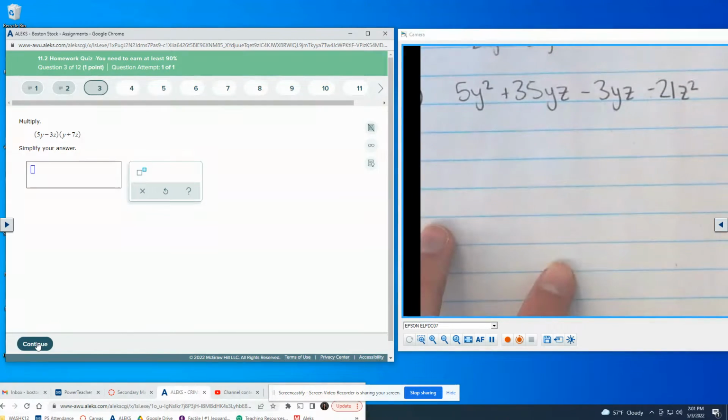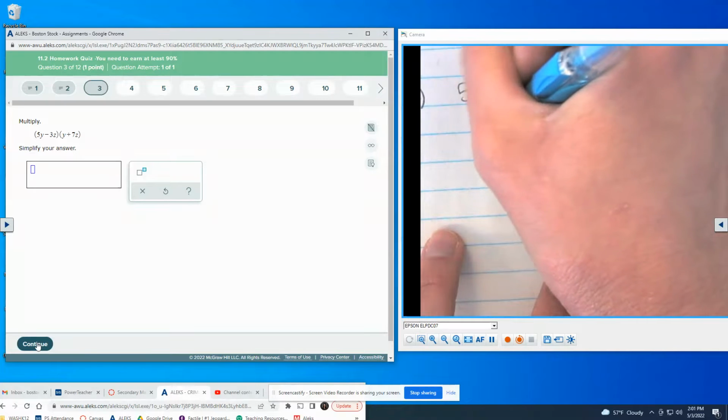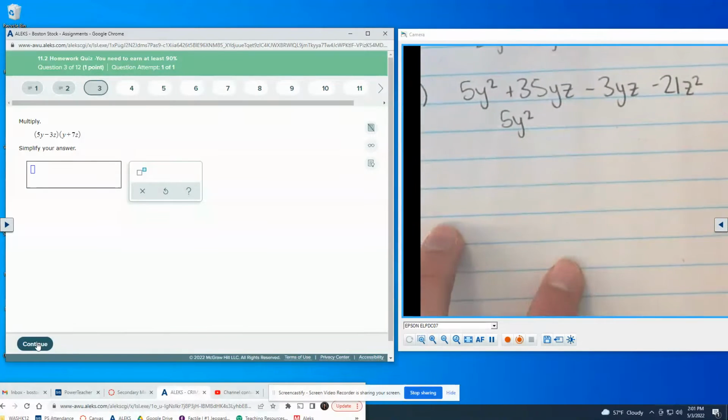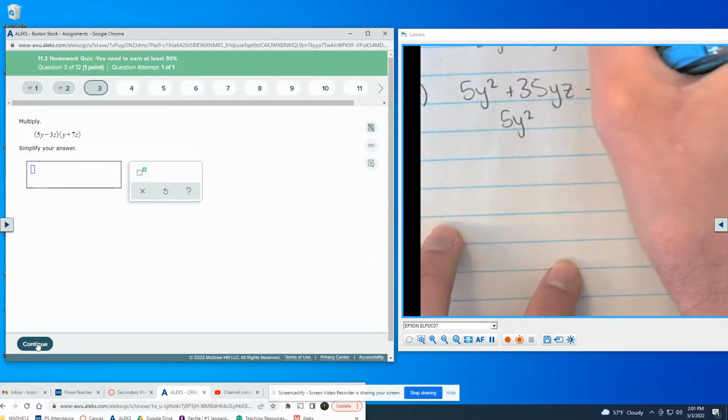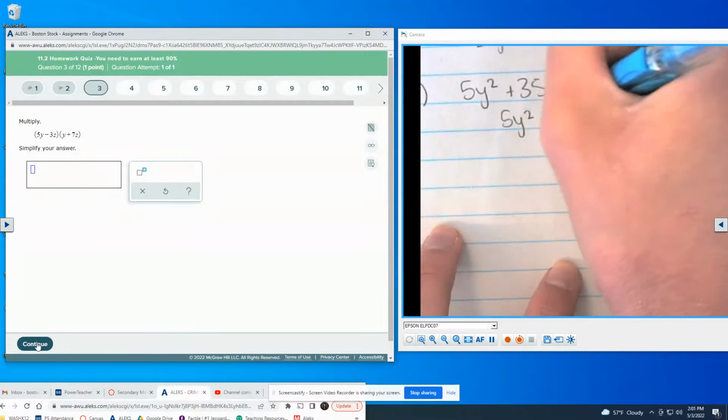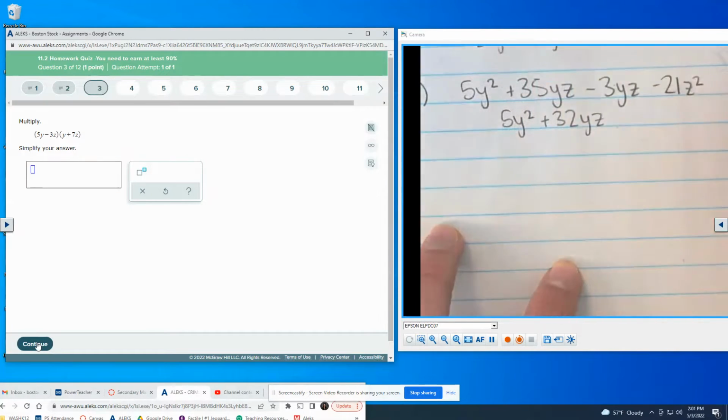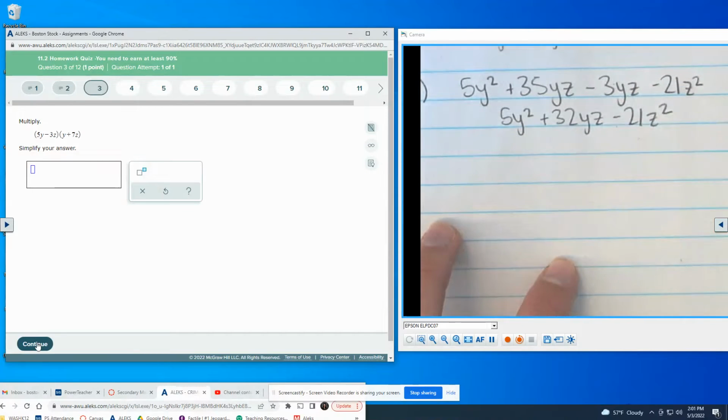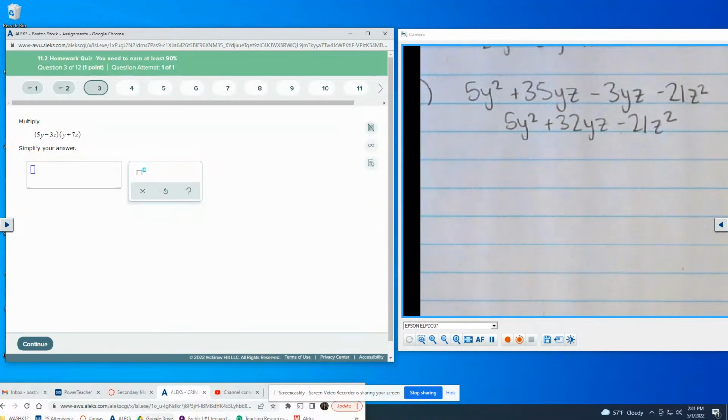And then from here, again, just like we've done on the others, we combine like terms. So we're going to get 5y squared. 35 minus 3 gets me 32yz. And then minus 21z squared. And then we'll type that in.